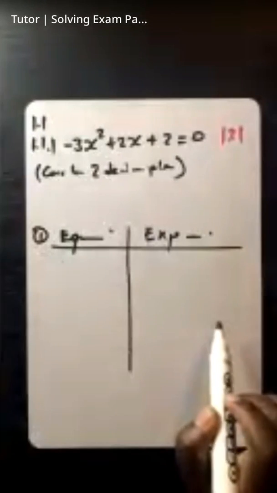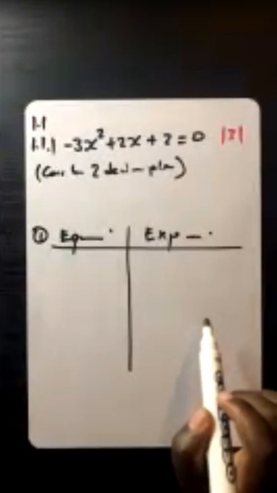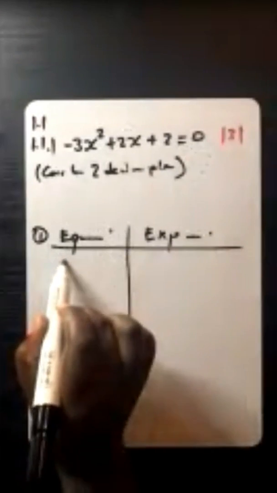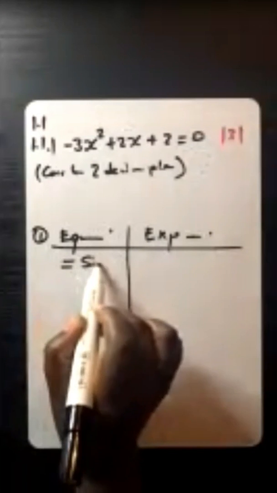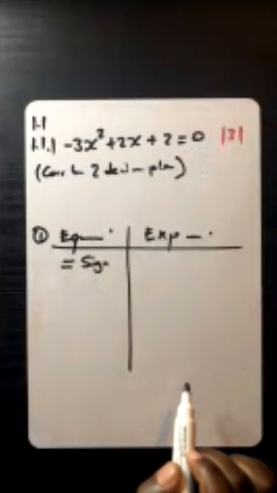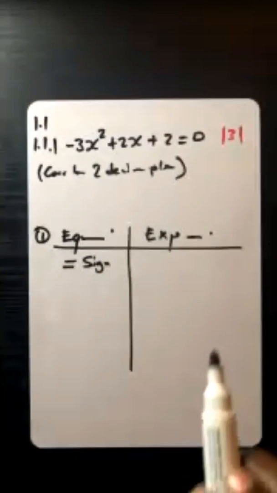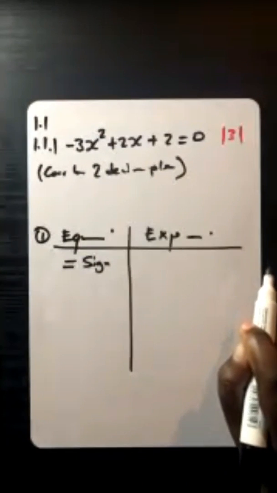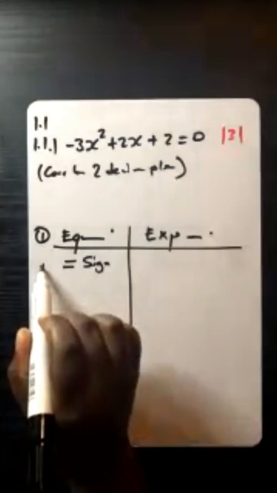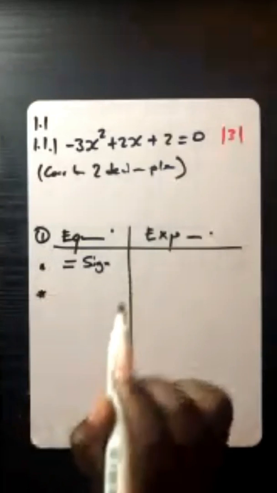How do you notice an equation? Let's start with an equation. An equation has got that equal sign. So the moment you see an equal sign, then you know you've got an equation. So ladies and gentlemen, if you've got an equation, it means you must solve. So that means you see an equal sign, you know you've got an equation.